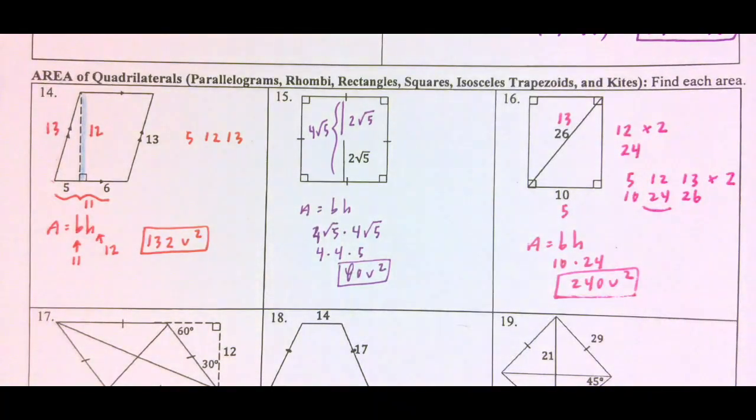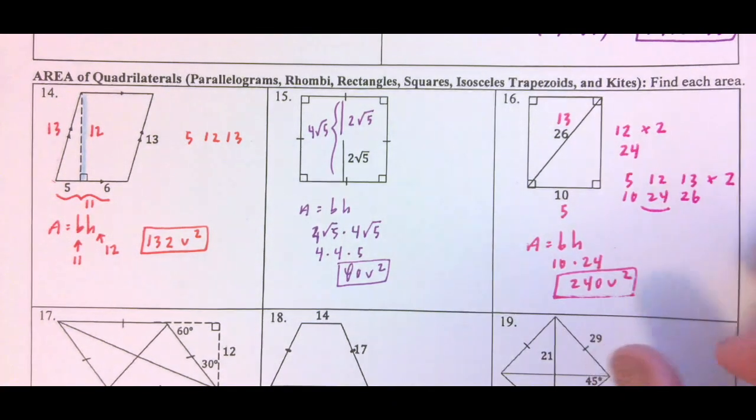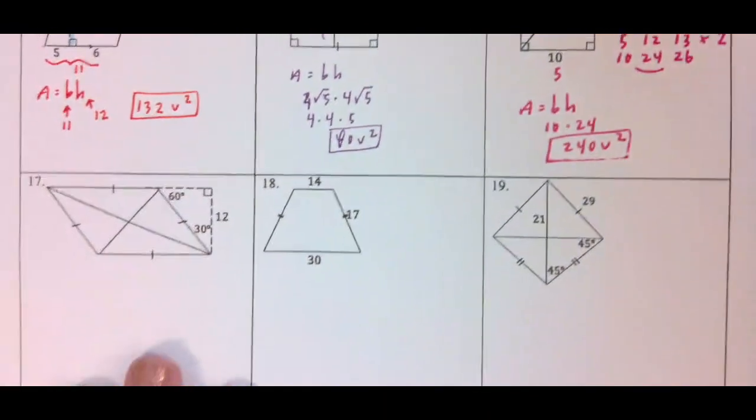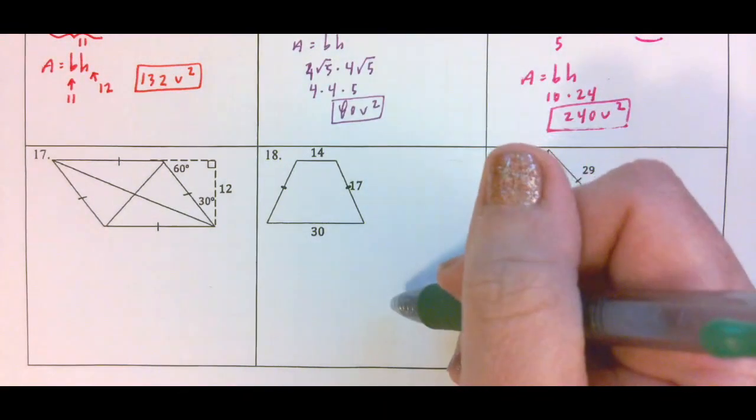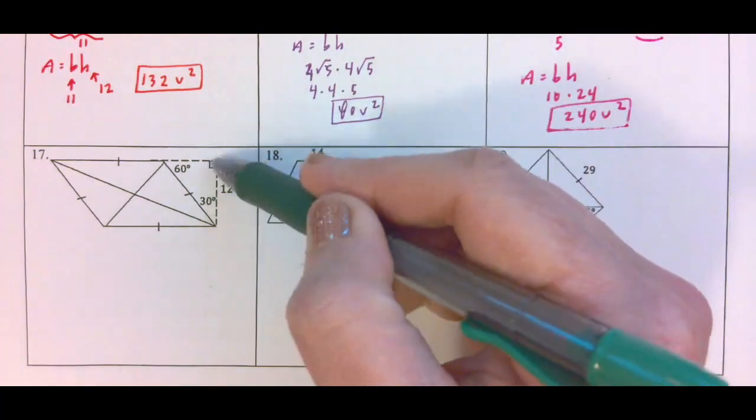All right, we're getting close. Okay, next one here, I see that all of my sides are the same. So this is a rhombus. So my first thought is, why am I building off that 12?